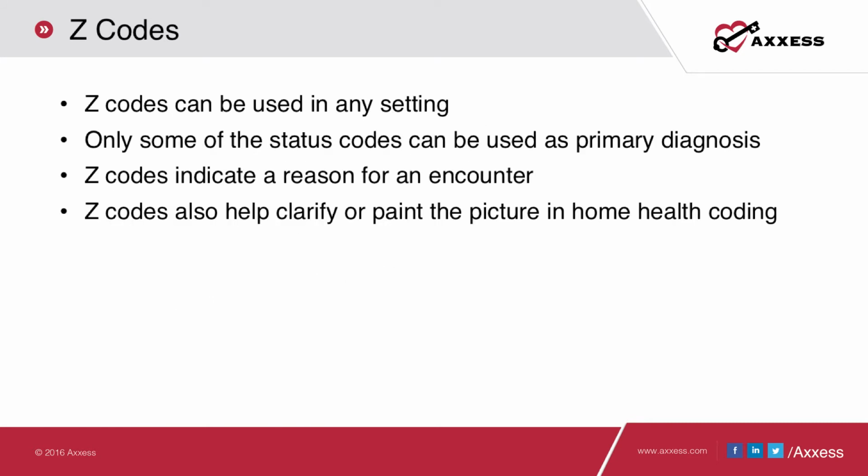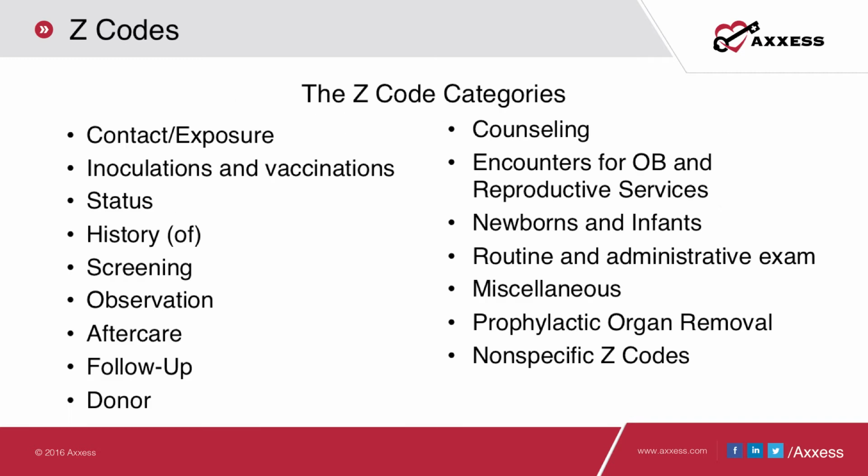Now, Z codes can be used in any care setting. Some of the status codes have to be used as a primary diagnosis only. The Z codes will help indicate a reason for the encounter, and they help to clarify or paint the picture in home health coding. The Z code categories are broken down as you see here. You have contact and exposure codes. We don't use those very often. Inoculations and vaccinations. Again, we don't use those a lot.